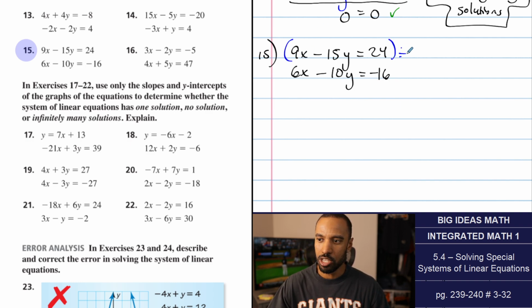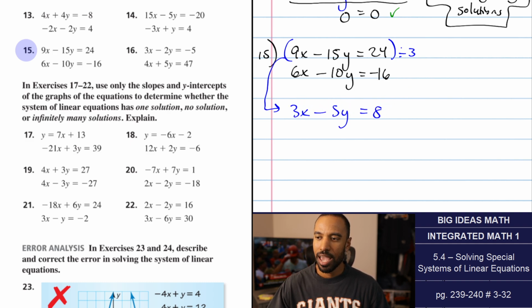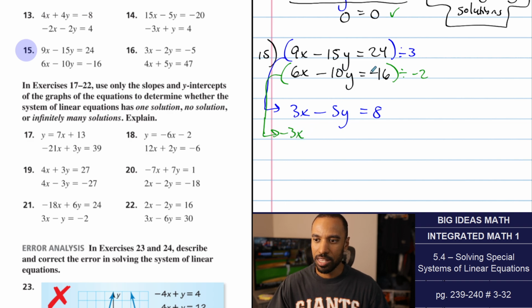I can divide all these by 3, and then I'll get 3x minus 5y equals 8, and I can divide all these by 2, because this is where I go with it. Divide by negative 2, rather, as they can all divide by that, and these will be additive inverses there, and these can divide by 2 as well. Negative 10y divided by negative 2 is positive 5y. Negative 16 divided by negative 2 is positive 8.